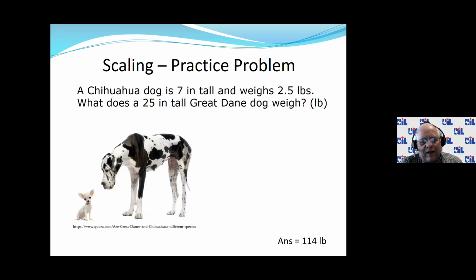And so typically most of the big dogs that I deal with run around 80, 85 pounds, but a Great Dane's a really big dog. So I think this is pretty reasonable. And I'm sure I sanity checked the answer as well to make sure the Great Danes fall in this range.